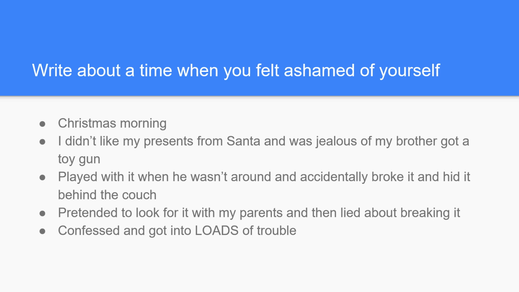And then I remember my parents, we were trying to find it. My brother, he was only a year older than me, and you know, he was getting really upset, and he was like, where's my toy? So I pretended to look for it with my parents and my brother. I'll never forget my brother's face when he found the toy gun behind the couch. He was devastated. Honestly, he just cried. So mean. And of course I lied about breaking it. And obviously everybody knew it was me. So I kept the lie going for a while, as you do when you're young and you're just so afraid of getting in trouble. But I eventually confessed and I got into loads of trouble.